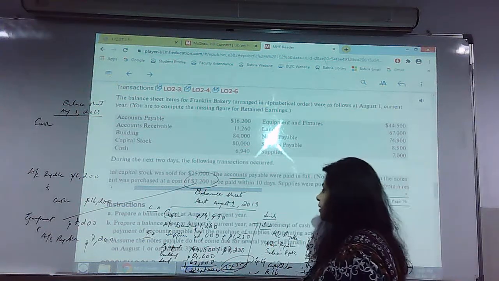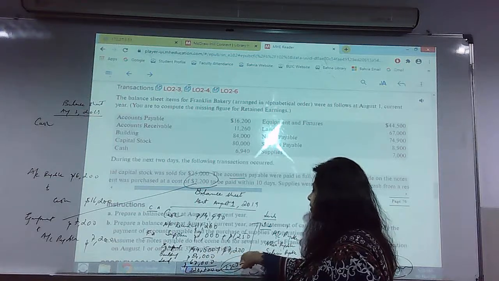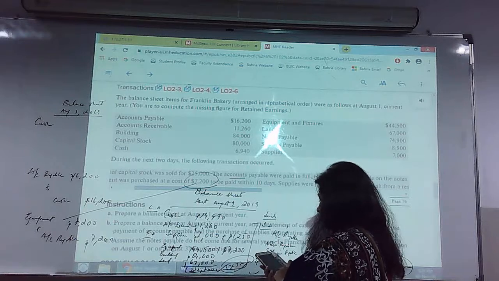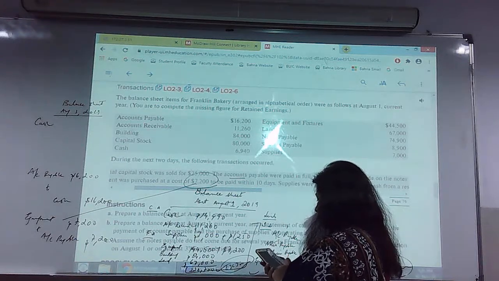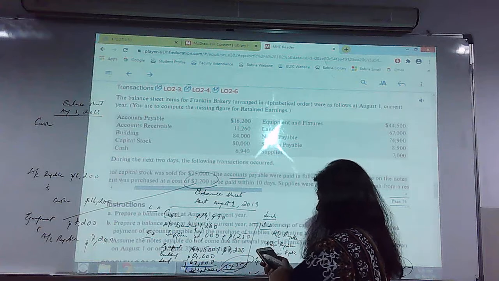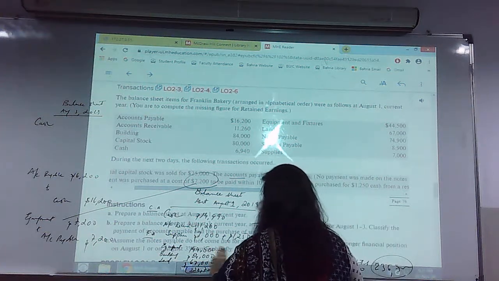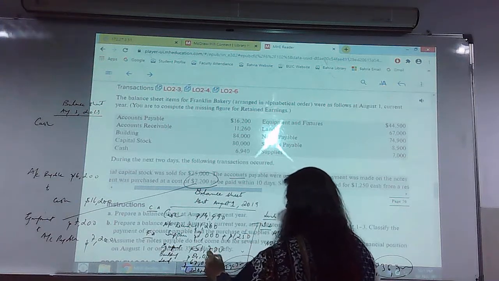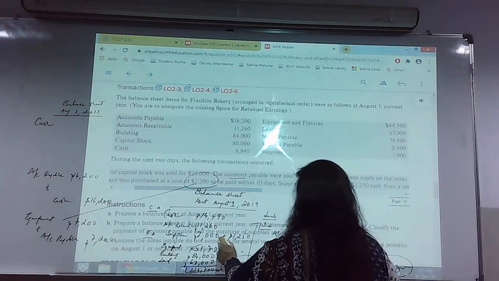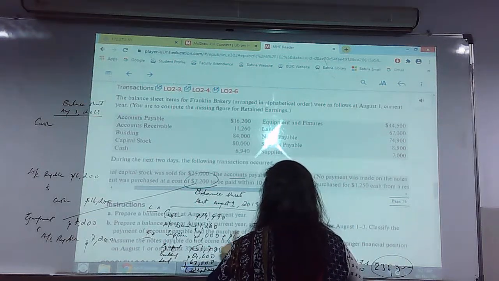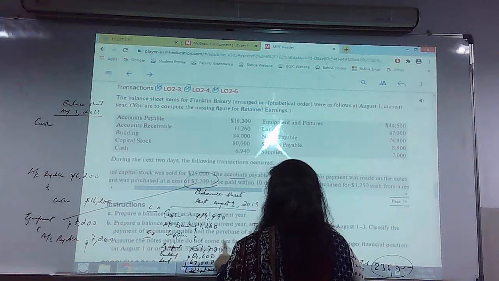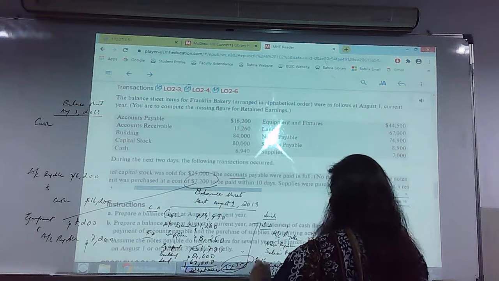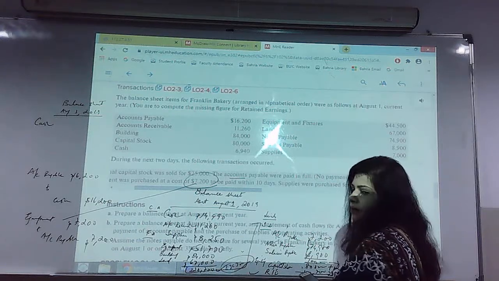And then equipment was debited. So equipment account already exists, and you add the 7,200 in this. So the total figure would change from 44,500 to 51,700. Okay, so I'm going to be writing 51,700. Similarly, we have supplies as 8,250. So now supplies would be 8,250. And when you add these up, you get 236,700.